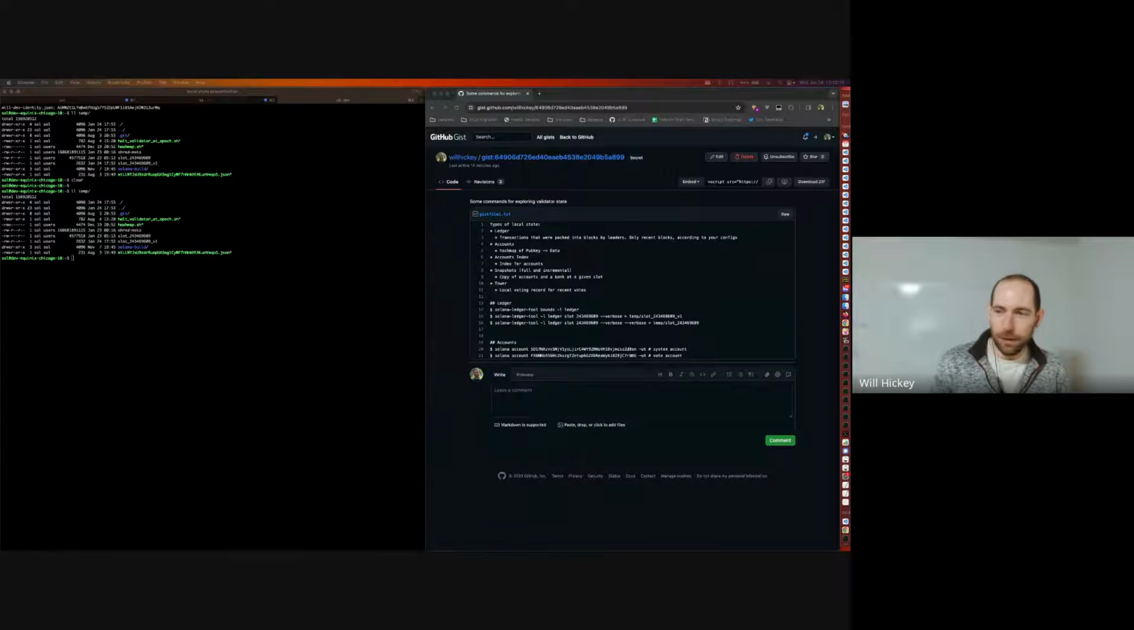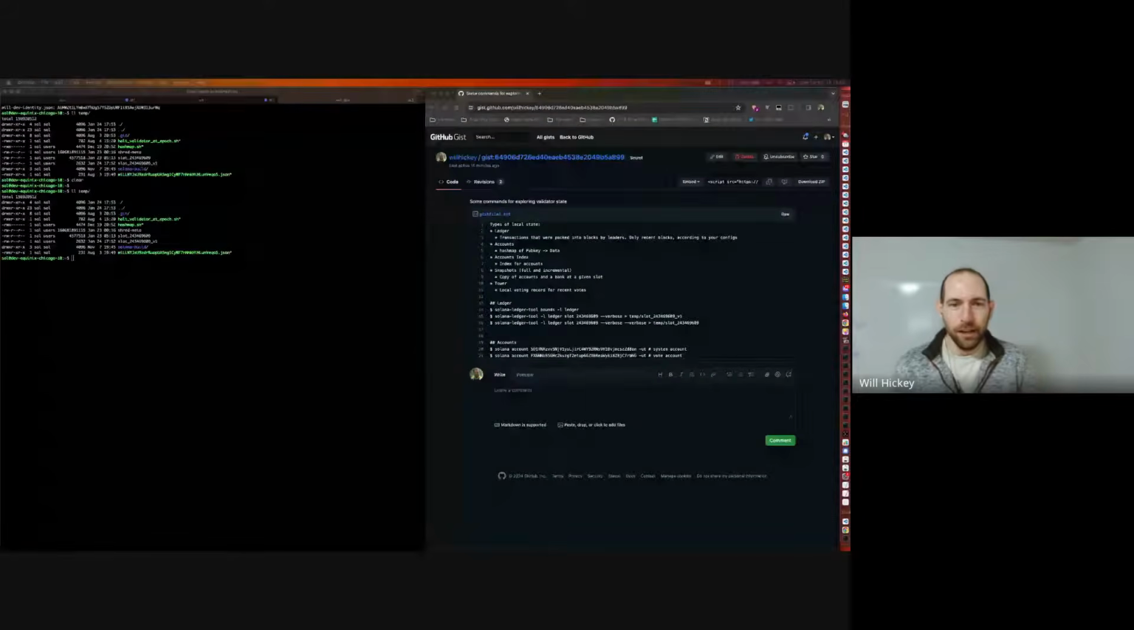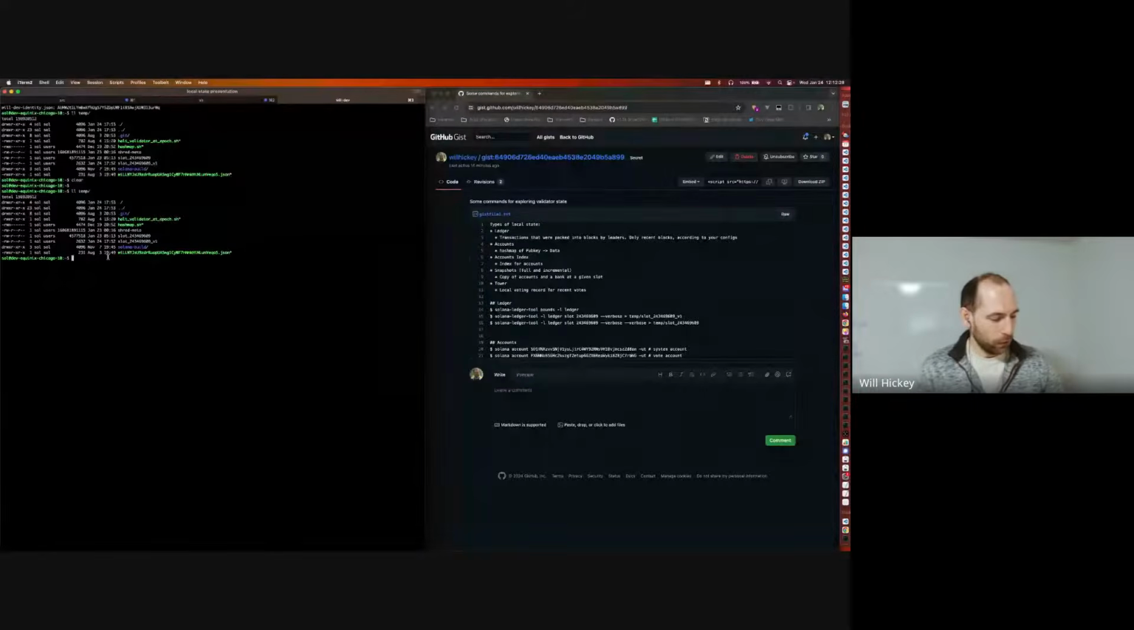So I'm sharing a couple of screens here. On the right, I have a gist with a few commands that are helpful, and then I've got a terminal up. First, I want to just talk through at a really high level what are the pieces of local state that your validator maintains.